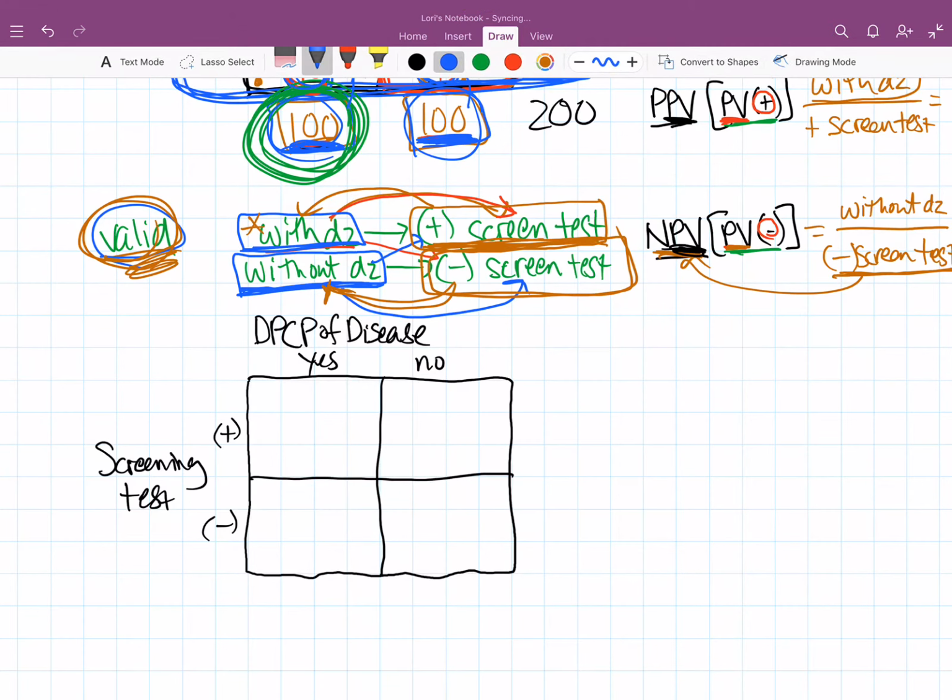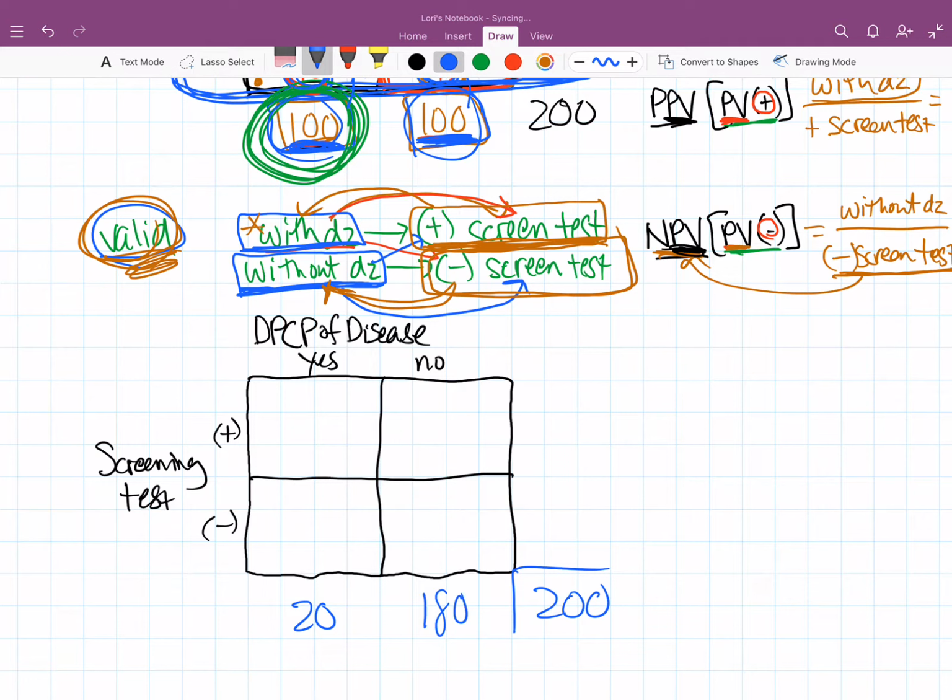We still have our 200 individuals, but instead of having it be 50-50 in the yes and no disease categories, I'm going to change it to be 10%. So 20 out of 200 have the detectable preclinical phase of disease. These are people who appear to be healthy. Remember, we're doing screening, so they're not diagnosed as disease, but we're screening them. And the other 180, or 90%, do not have the detectable preclinical phase of disease.